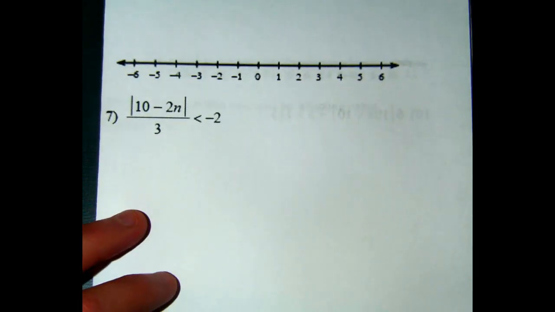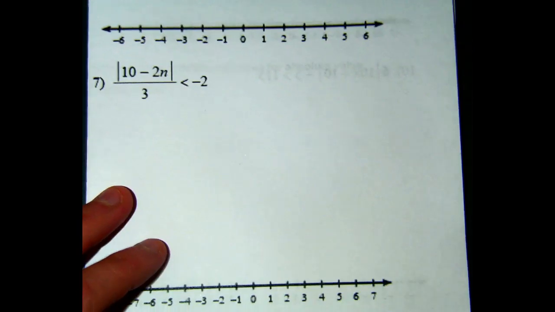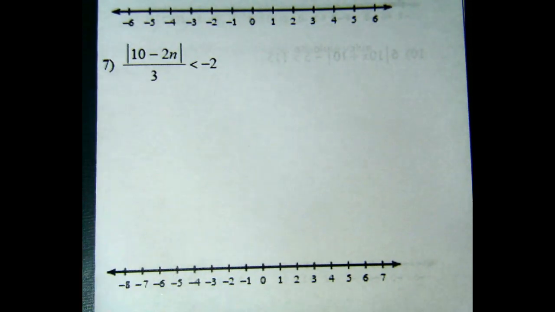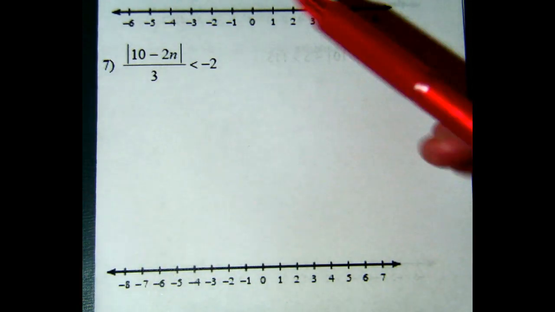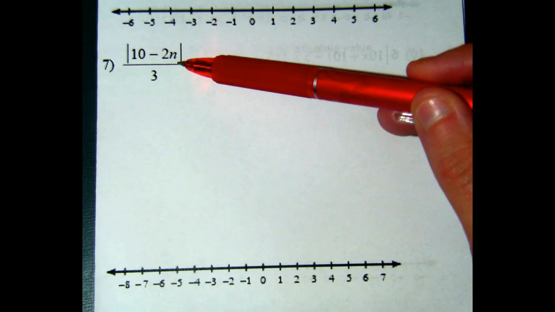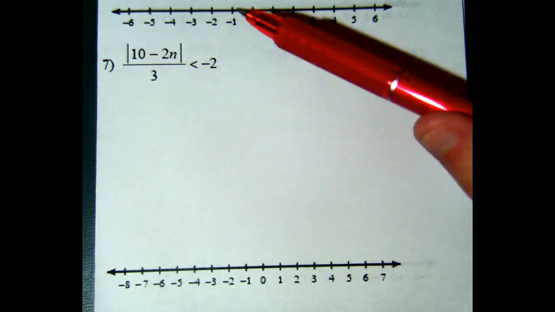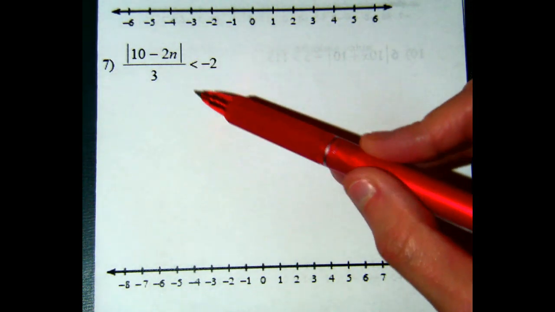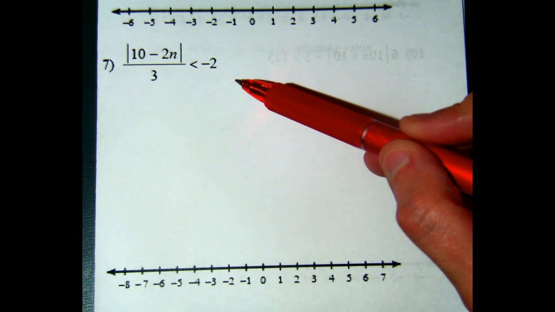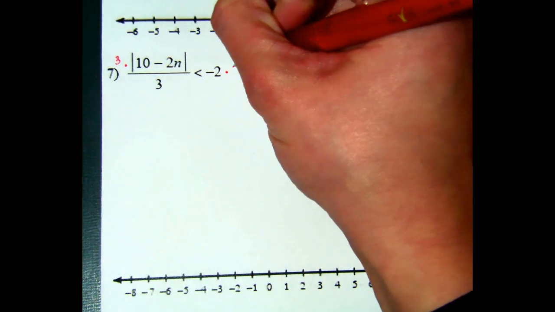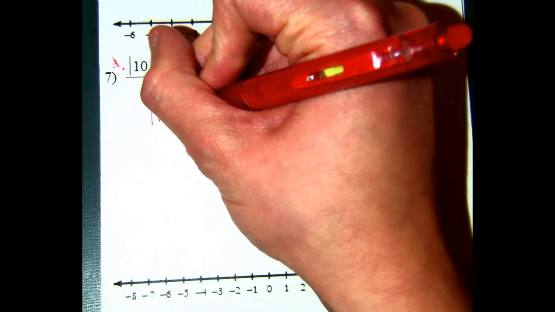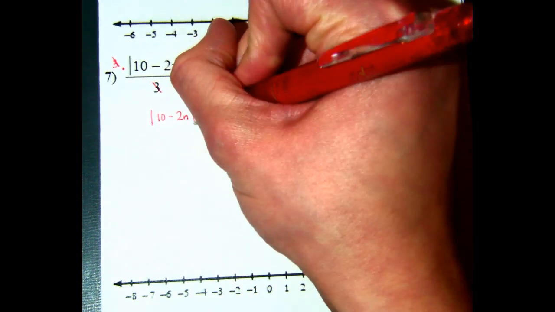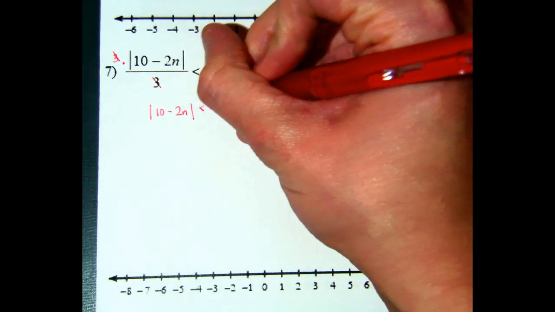Number 7, again, if you're working on this, you might want to pause your video and try to work it yourself. We have the absolute value of 10 minus 2n, all divided by 3. We need to move this 3 to the other side by multiplication, so we've got the absolute value of 10 minus 2n is less than negative 6.